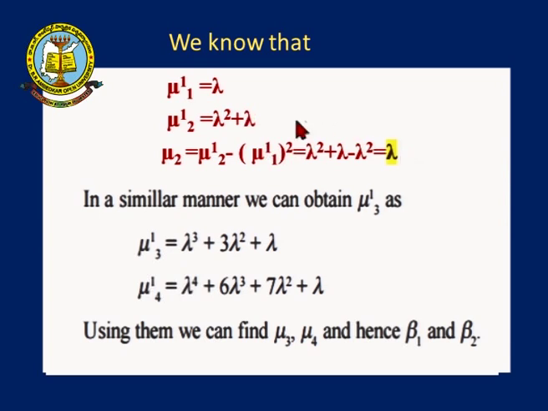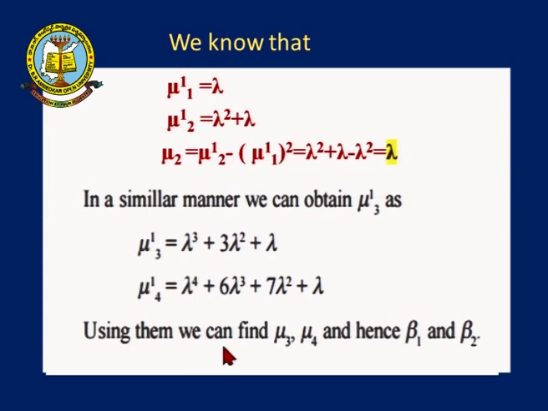Once again, what is the value of mu 1 dash? Mu 1 dash is lambda, mu 2 dash is equal to lambda square plus lambda, then mu 2 is equal to lambda. Mu 1 dash is known as the mean of the Poisson distribution, and mu 2 is represented as the variance of the Poisson distribution. So, we can say that the mean and variance of the Poisson distribution are equal. In a similar manner, we can obtain mu 3 dash is equal to lambda cube plus 3 lambda square plus lambda, and mu 4 dash is equal to lambda power 4 plus 6 lambda cube plus 7 lambda square plus lambda.